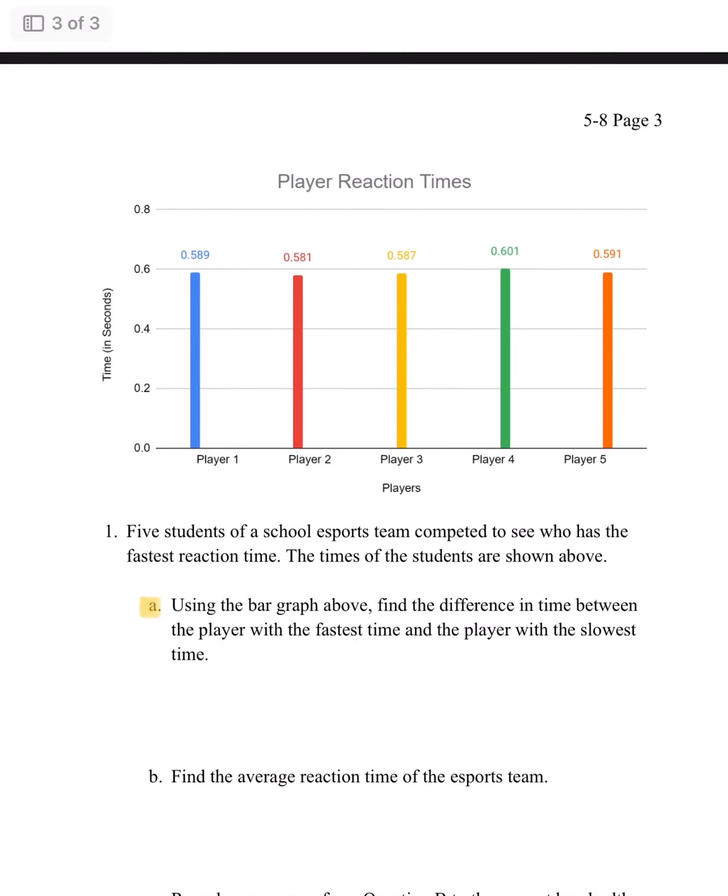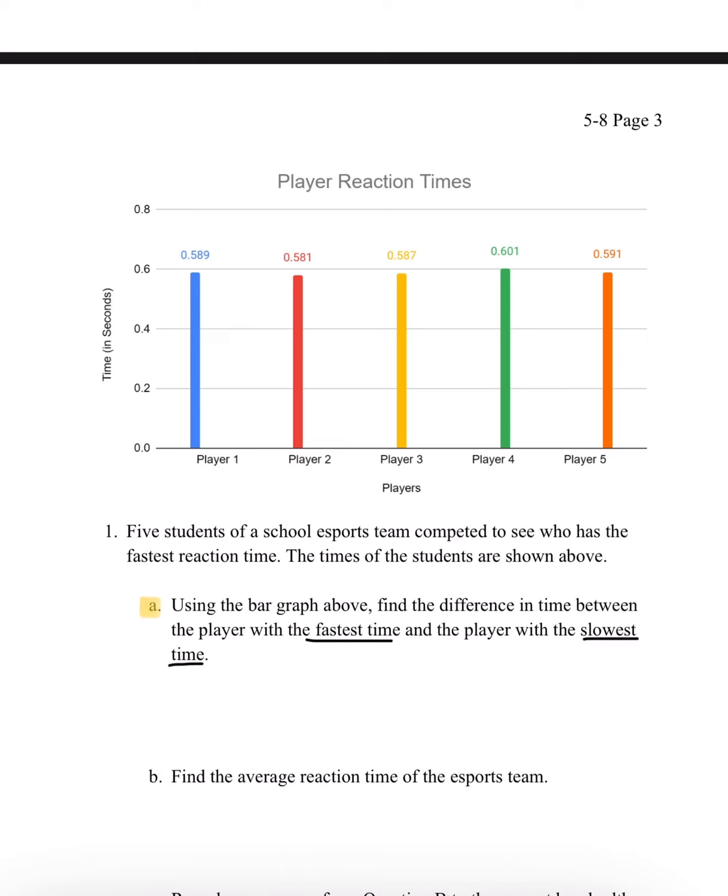Lastly, we're on page 3, and I'm going to be going over A for number 1. It says 5 students of a school esports team competed to see who has the fastest reaction time. The times of the students are shown above. In A, it gives us, using the bar graph above, find the difference in time between the player with the fastest time and the player with the slowest time.